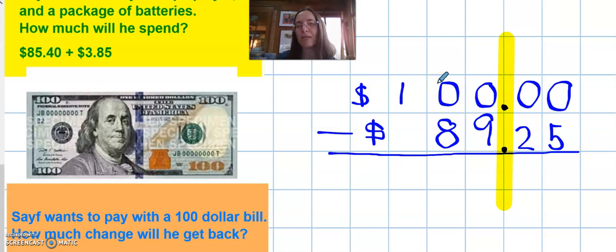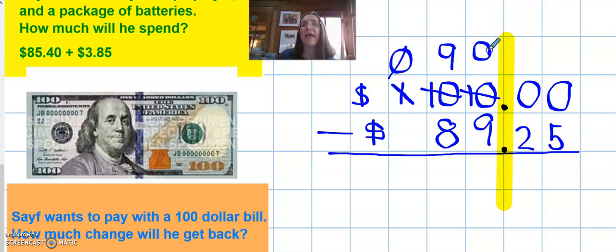No. So here's a little review on regrouping across zeros, because this can get super tricky. I'm going to take the $100 bill. Bye-bye, Mr. Ben Franklin. And I'm going to trade him in for 10 $10 bills. I'm going to take away one of those $10 bills, leaving 9, and trade them in for 10 single dollar bills, $1 bills.